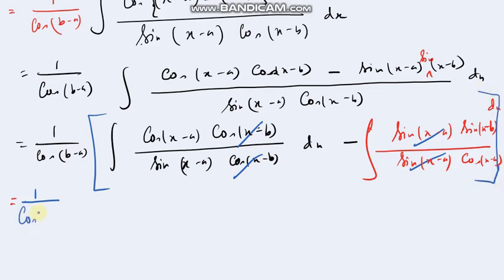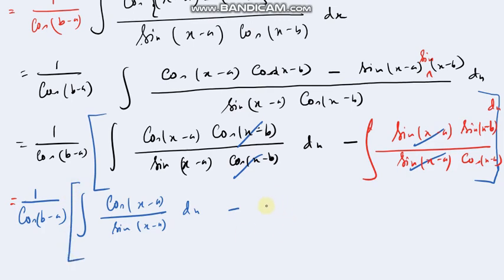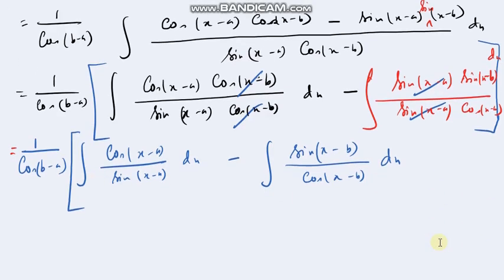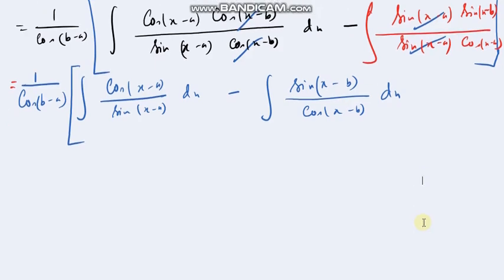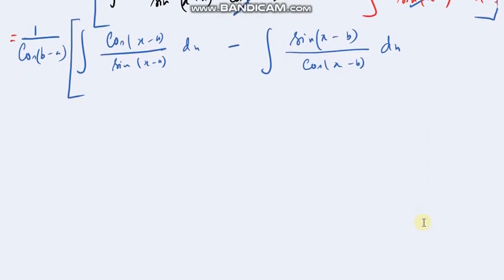So the next line will be 1 divided by cos of (b minus a), which is actually common in both cases, times the integration of cos of (x minus a) divided by sine of (x minus a) dx, minus the integration of sine of (x minus b) divided by cos of (x minus b) dx, right? Now we can easily apply the formula of cot of (x minus a) and tan of (x minus b). This will be my formula of cot of (x minus a), and this will be my formula of tan of (x minus b).